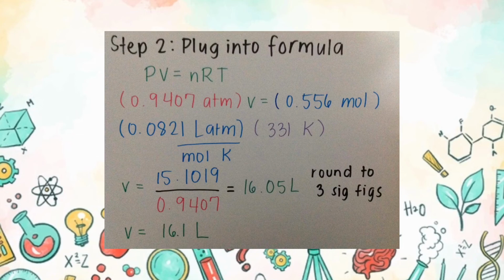Now that we've multiplied it, we will divide 0.9407 into 15.1019 to get V by itself. After we divide these two values together, we'll get 16.05. But we want to round to 3 sig figs, and our final answer will be 16.1 liters.